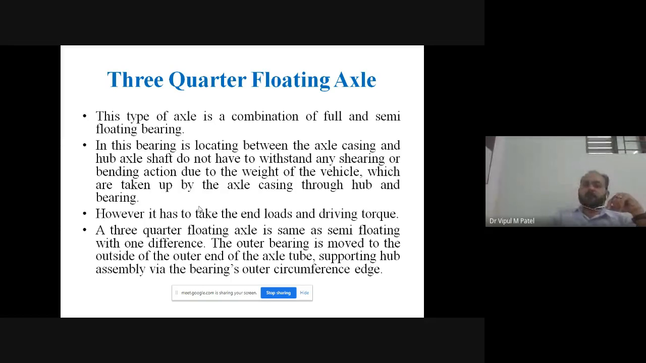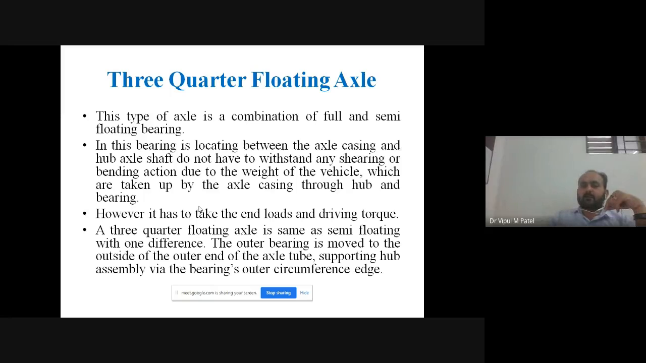As we know about steering and bending action, I hope all of you have studied it in strength of materials, or we can say mechanics of solids. So the bearing is located between the axle casing and hub, and the axle shaft does not have to withstand any steering and bending action due to the weight of the vehicle. These are taken up by the axle casing through the hub and bearing.